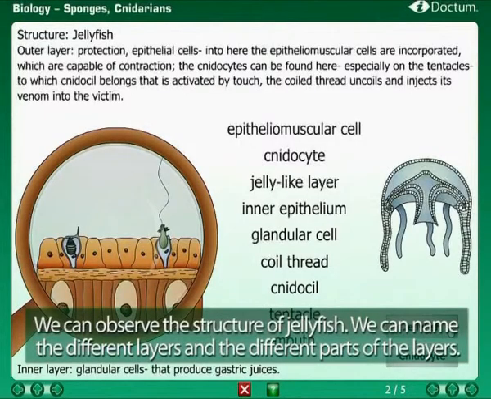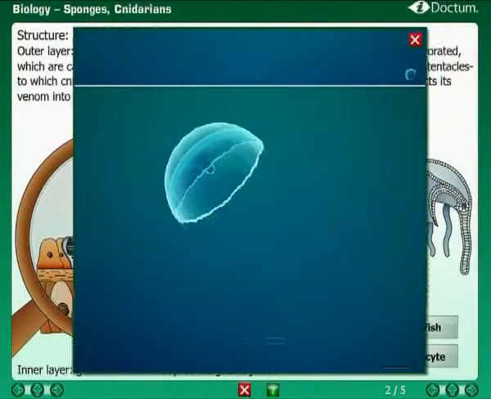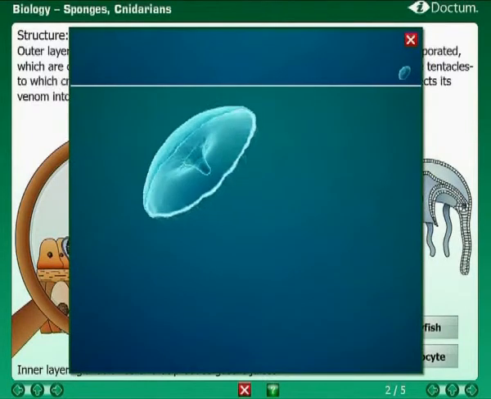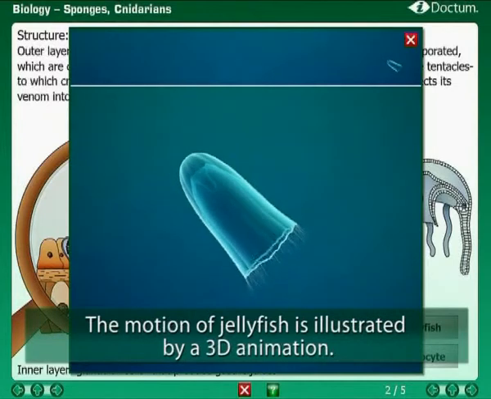We can observe the structure of jellyfish. We can name the different layers and the different parts of the layers. The motion of jellyfish is illustrated by a 3D animation.